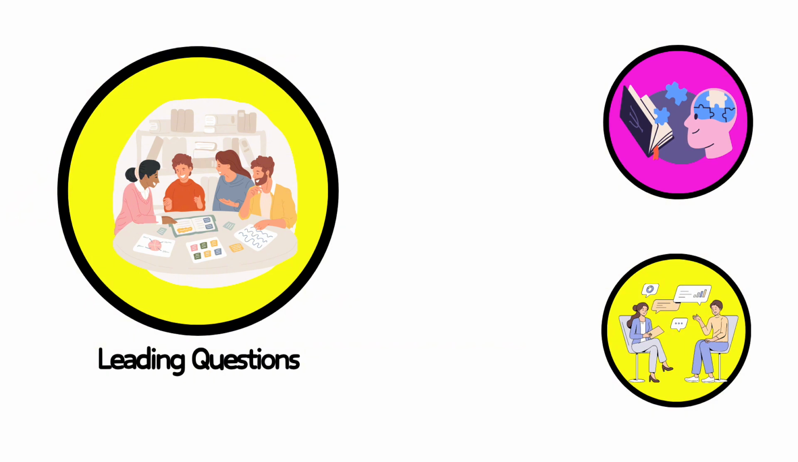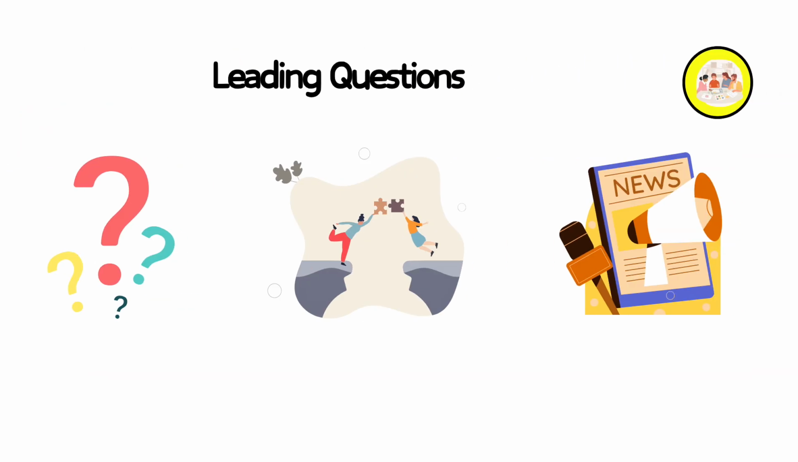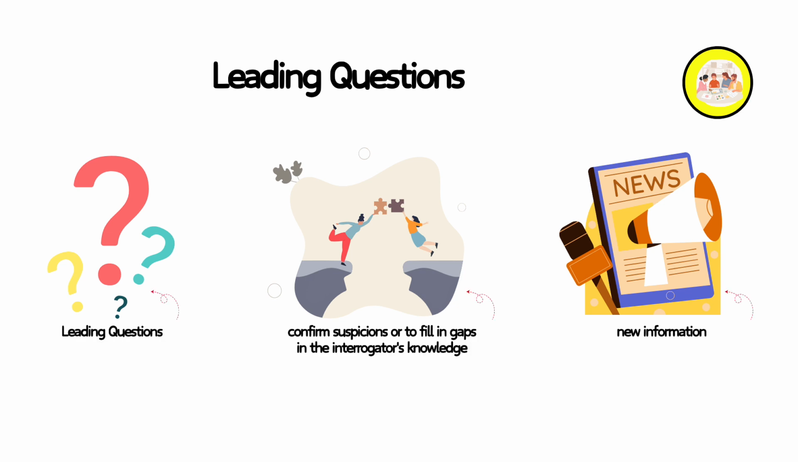8. Leading questions. Leading questions are designed to guide the suspect towards a particular answer or admission. These questions suggest the desired response within the question itself, subtly steering the suspect's answers. This technique can be used to confirm suspicions or to fill in gaps in the interrogator's knowledge. For example, asking, "You were at the store around 8 p.m., weren't you?" implies that the suspect was there and encourages them to confirm it.